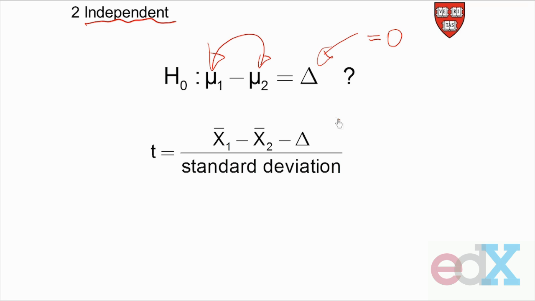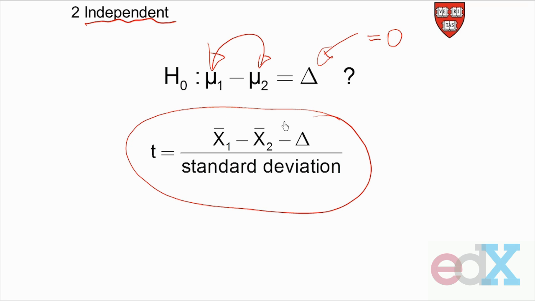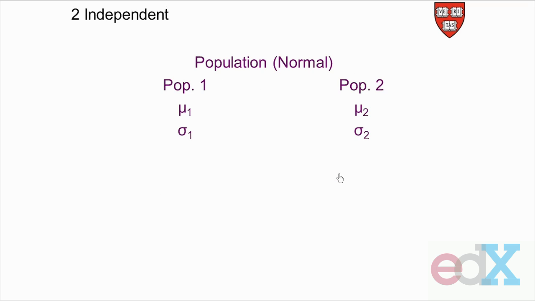So there's no difference between males and females or whatever. Then there's our generic t, just like before. The difference now is going to be how we calculate this standard deviation. Now, let's get some notation. So first we've got population 1. It's got a mean of mu1 and a standard deviation of sigma 1. Population 2 has got a mean of mu2 and standard deviation sigma 2.